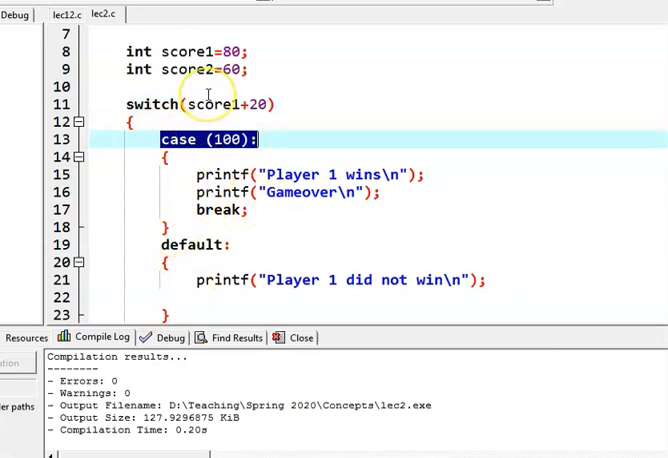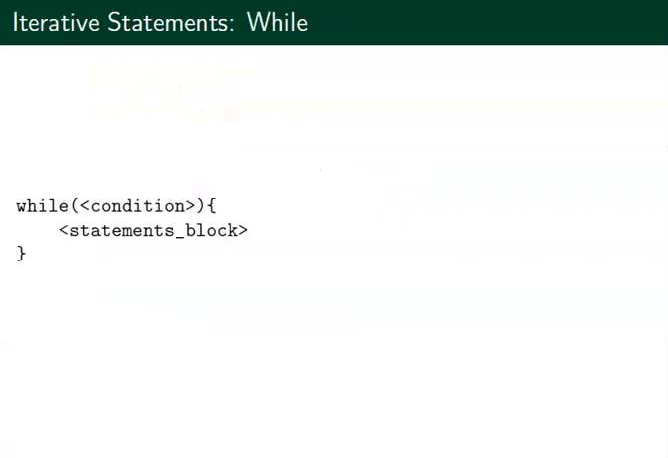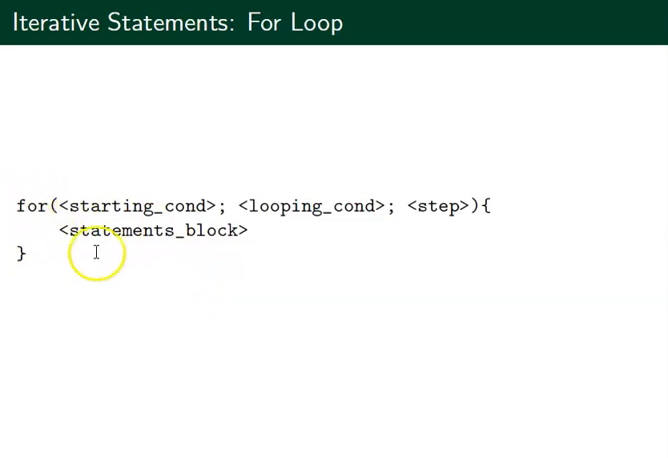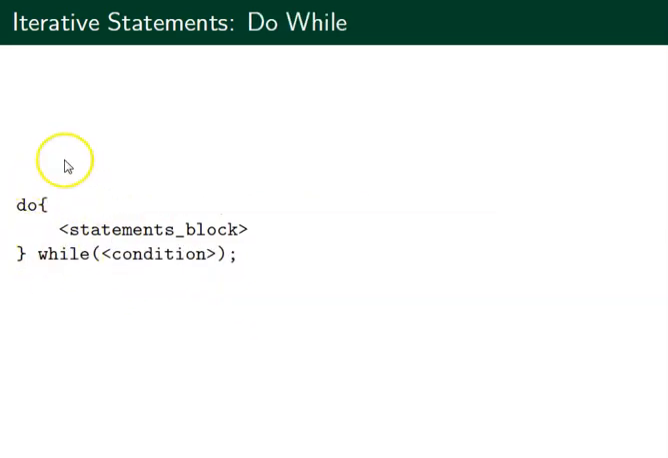Okay, now for the iterative statements, we can have the while loop, which you already know, and we did take a look at a for loop last time. Okay, and we also have a do while.